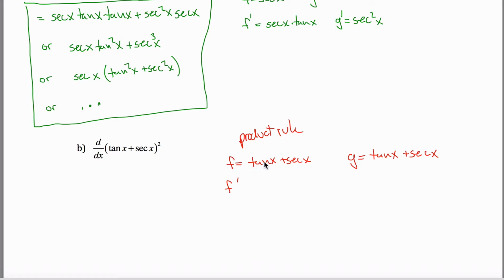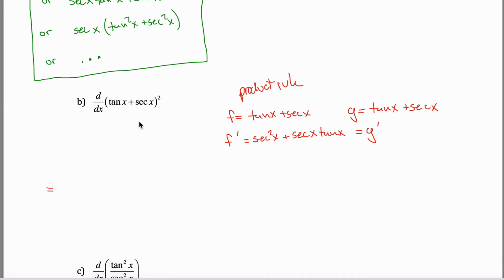F prime, well, the derivative of f is the derivative of tangent plus the derivative of secant, and the derivative of tangent we already saw is secant squared x. And the derivative of secant is secant times tangent. And that thing is going to be the exact same as g prime, so I'm not even going to bother writing it again.